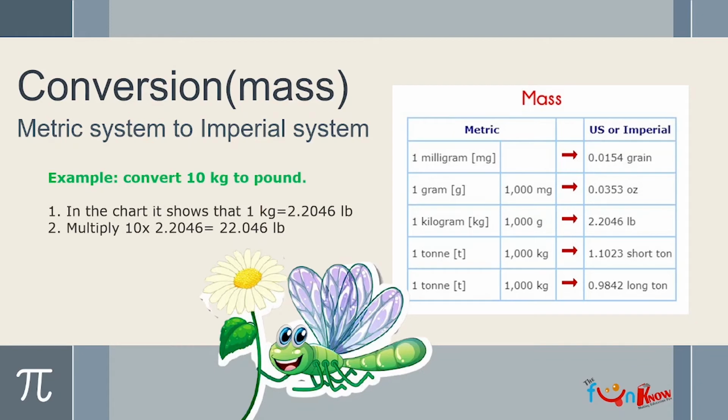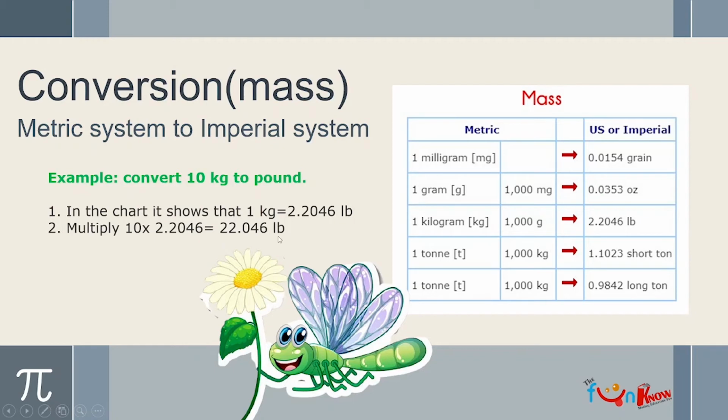So let us understand with an example. If there is a question to you, you have to convert 10 kilogram, that is 10 kg, to pound. How are you going to convert that? First, you will go to the chart and you will see 1 kg is equal to 2.2046 lb, right? This is the 1 kg value. So here they are asking for 10 kg. So 10 into 2.2046. The value you will get is 22.046 lb. This will be the actual value. So this is how you can convert a kilogram to pound.